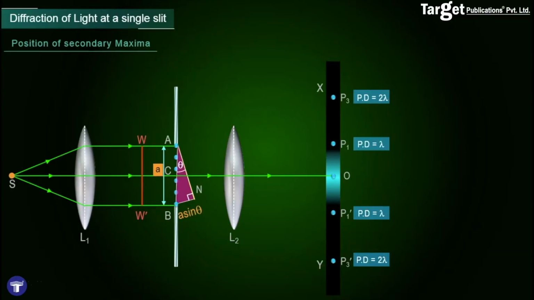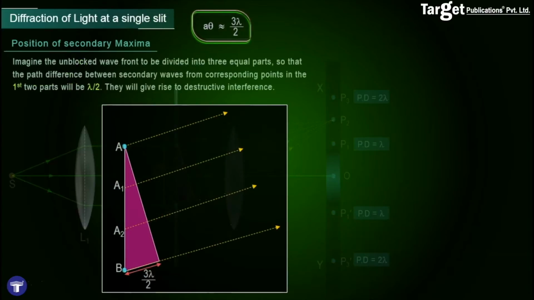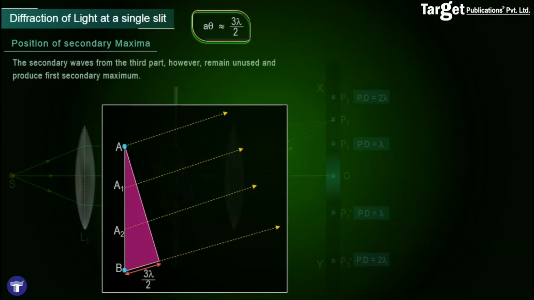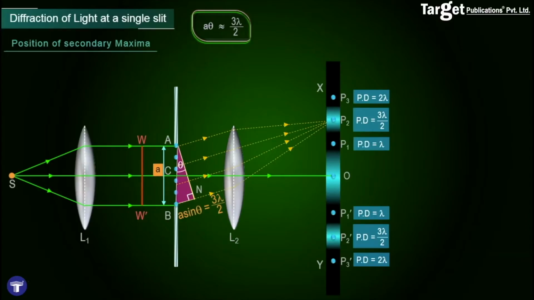In contrast, if the path difference between the rays starting from point A and point B is equal to 3 lambda by 2, then the slit is divided into 3 parts. Now, the path difference between the secondary waves from corresponding points in the first 2 parts will be lambda by 2. This is because for every point in the first third of the wavefront, there will be a point in the second third of the wavefront such that they lie a by 3 apart. And if they lie a by 3 apart, their path difference would be 3 lambda by 2 divided by 3, which is nothing but lambda by 2. Thus, the first 2/3 of the wavefront will interfere with each other destructively. The third part of the wavefront, however, remains unused, and thus this intensity reaches the diffraction pattern on the screen and gives you the first secondary maximum.